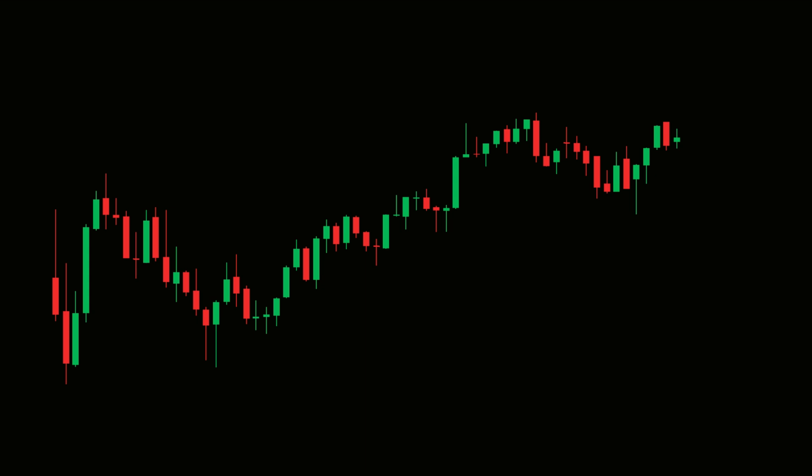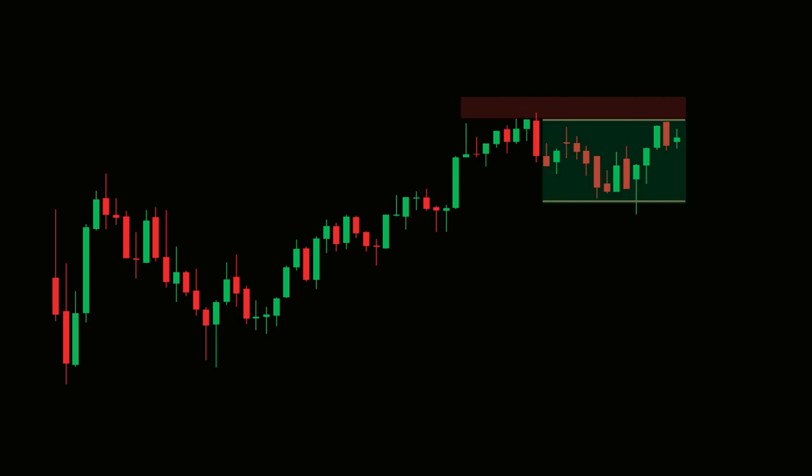As shown in this 5-minute chart, after moving higher, the price consolidated near the top and then broke its previous swing high with a strong bullish candle. Many traders assumed this was the start of another bullish leg and entered long positions.